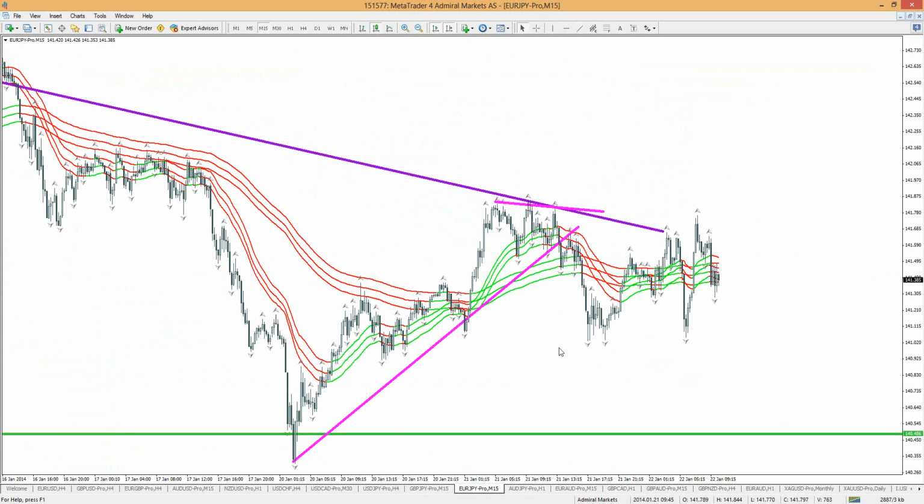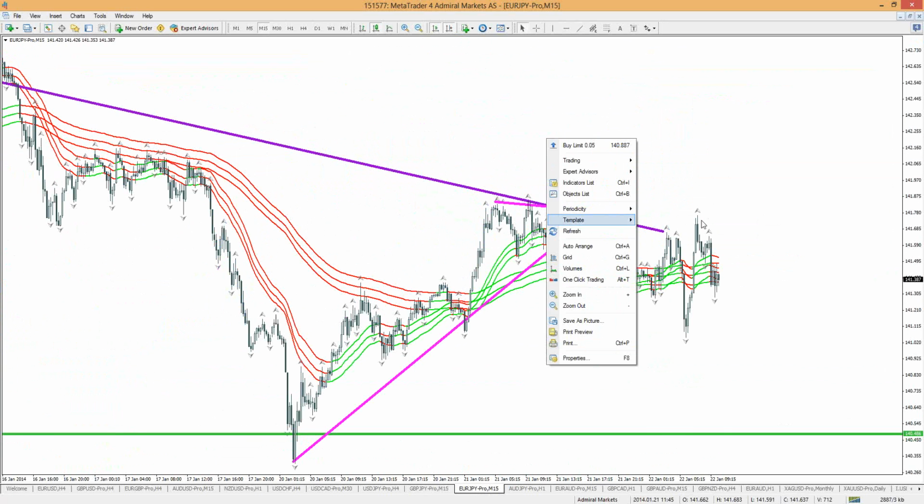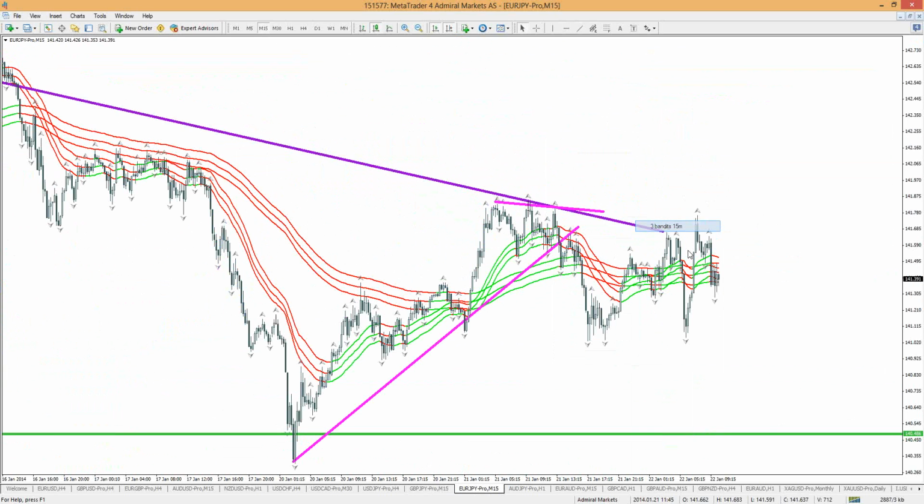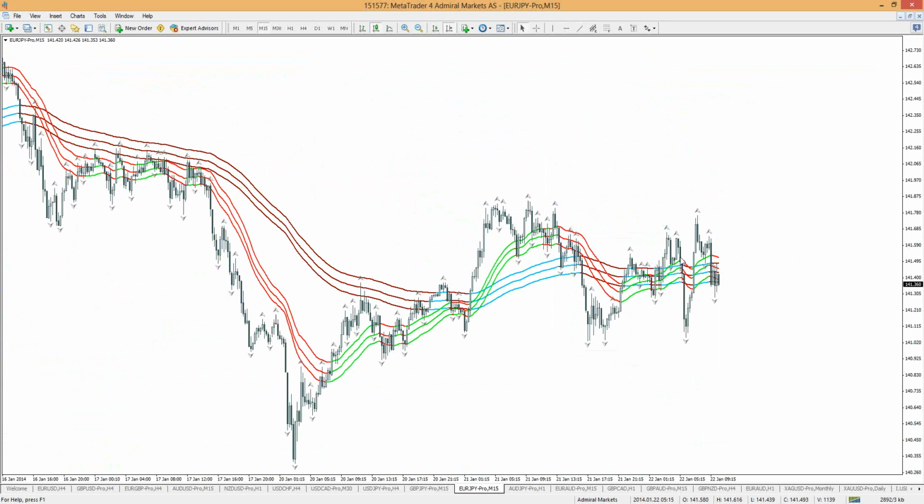How about this euro yen? The euro yen, as you can see, funny enough, well, yeah, it's very choppy.